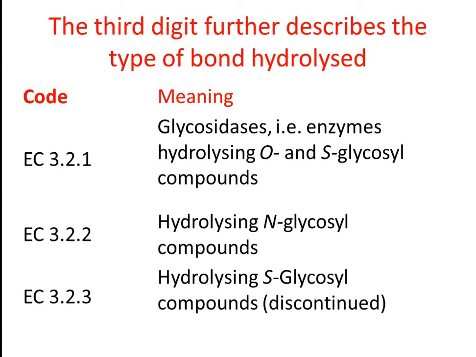For example, in case of second digit 2, if the third digit is 1, it indicates that no doubt these are the glycosidases, enzymes hydrolyzing O- or S-glycosyl compounds. The third digit 2 indicates hydrolyzing N-glycosyl compounds, and the third digit 3 indicates hydrolyzing S-glycosyl compounds. So the meaning of the third digit will change with the meaning of the second digit.